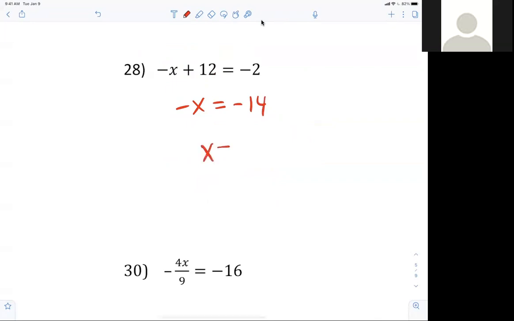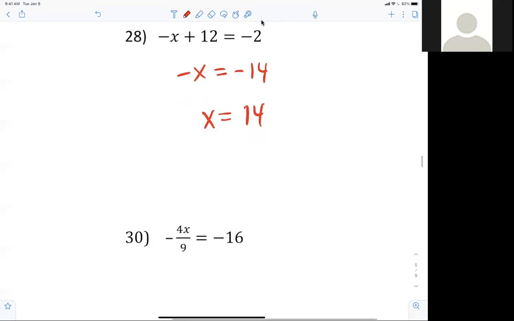Equal 14. 14, good. Remember, if your variable is negative, that just means change the sign. All right, I'm feeling good about this.